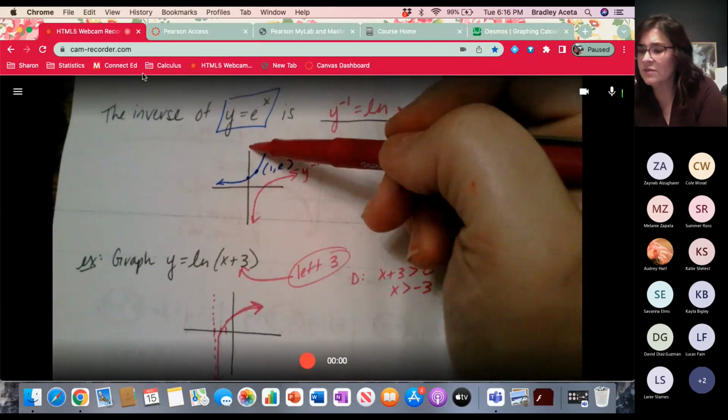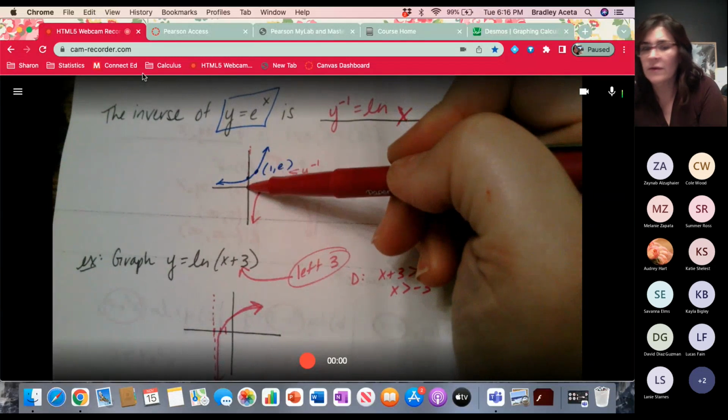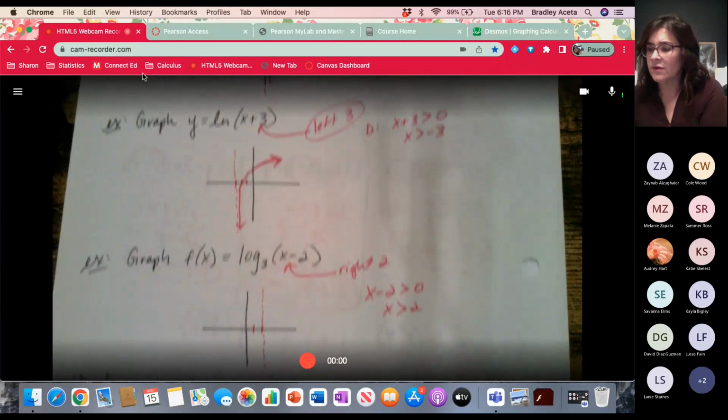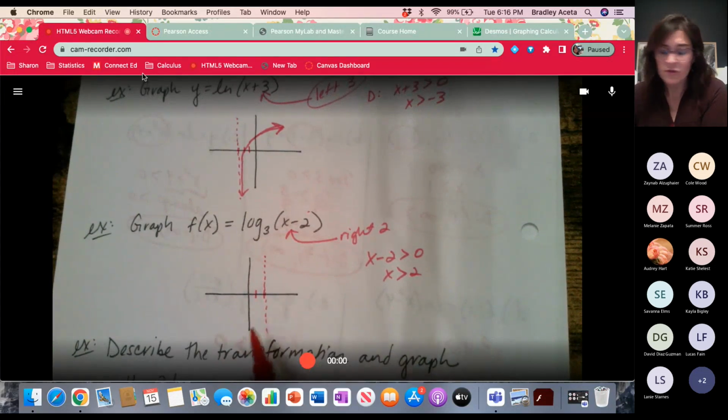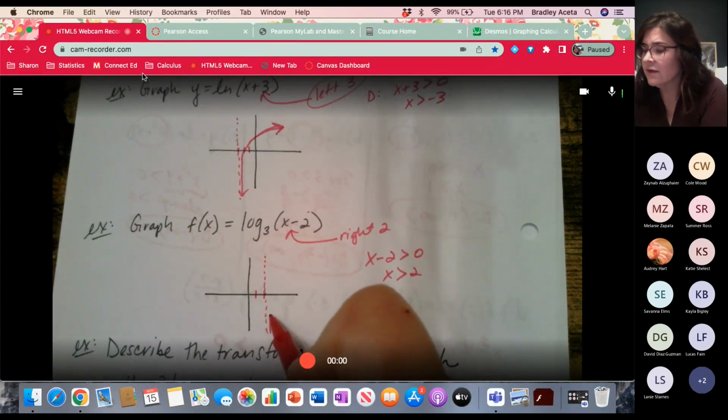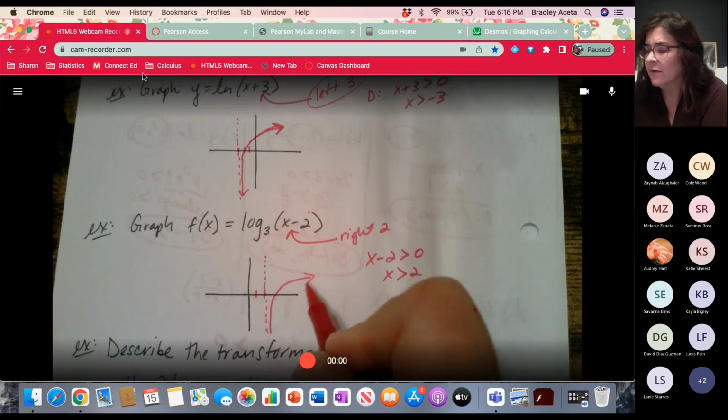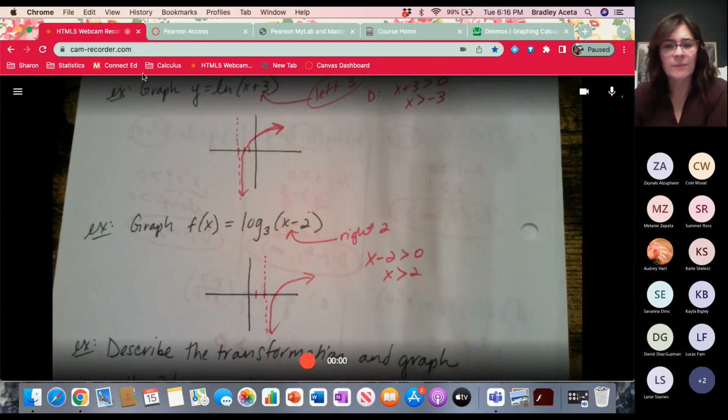This originally had an asymptote right here at x equals 0. Now it has shifted over. So your graph is going to get very, very tight along here and then shift over. Again, you can put this into Desmos very easily and look at the shift, but you really have to understand that it moved to the right.